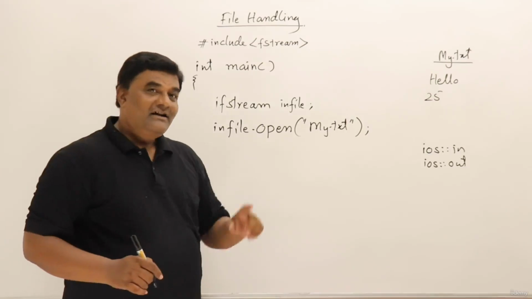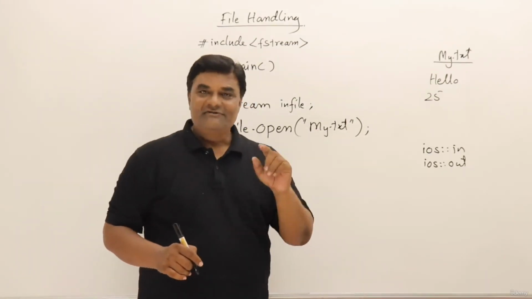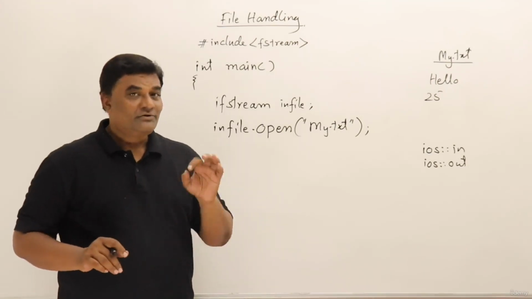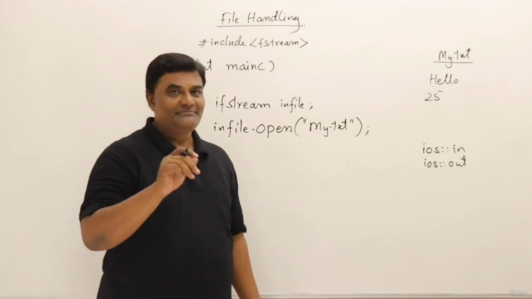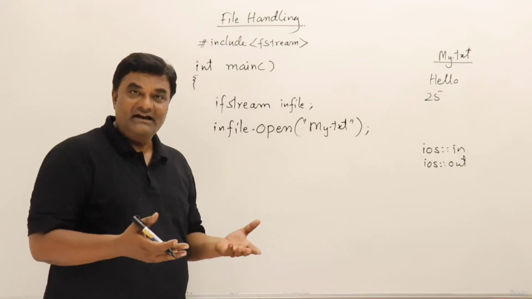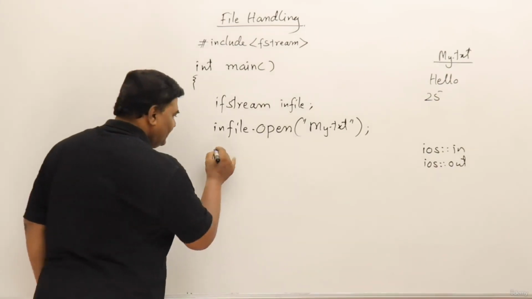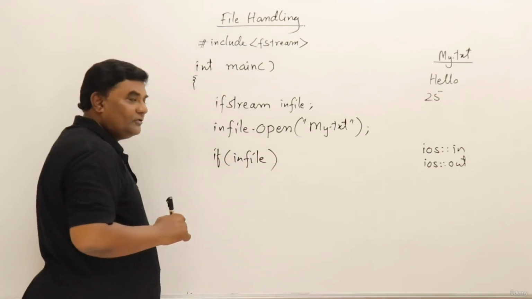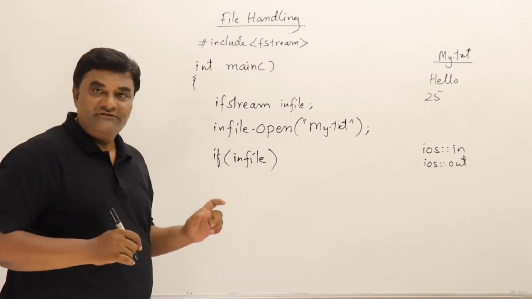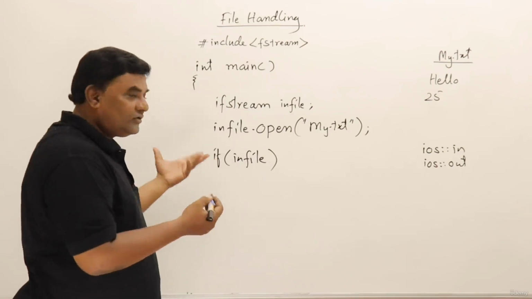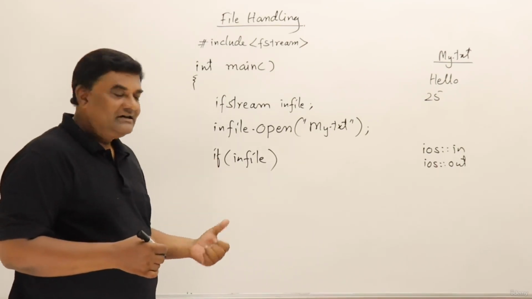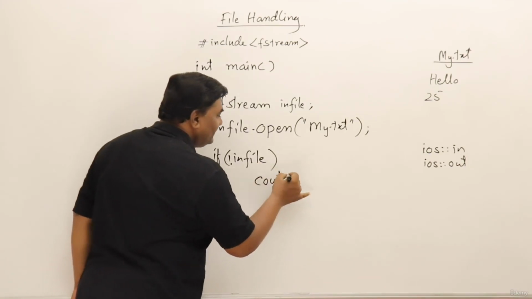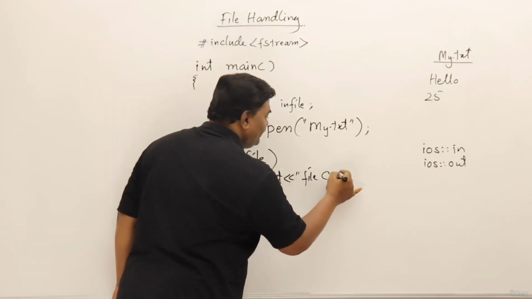Now one important thing: when you are reading from a file, the file must be existing. It will not create a new file. So the file must be existing. This is very important. So we have to check whether the file has opened or not. If the file has opened, then inFile will give a condition true. If it has not opened, then it will give false. So I will say if not inFile, then I will say cout file cannot be open.